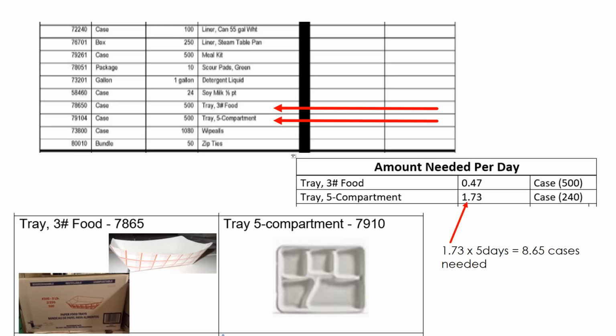You need 8.65 cases. You cannot order 2.35 or 8.65 on a supply order. You can only order full cases. Therefore, you need to look in your storeroom and at pending supply orders to determine if you have a partial case left over. If you will not have any leftover cases, then you'll need to round up to order 3 cases of 3-pound food trays and 9 cases of 5 compartment trays.